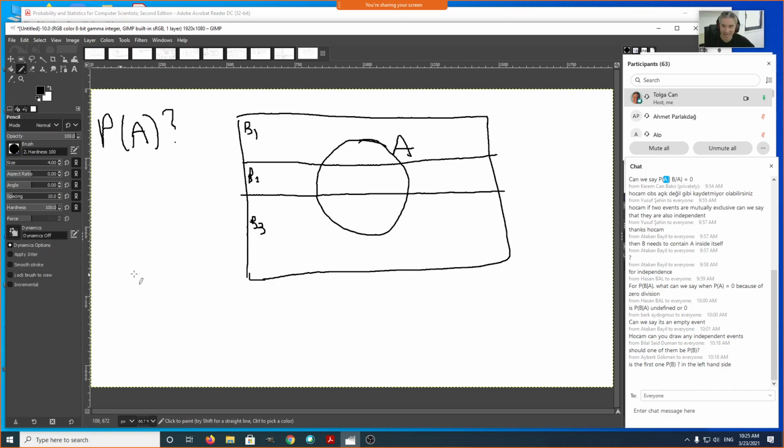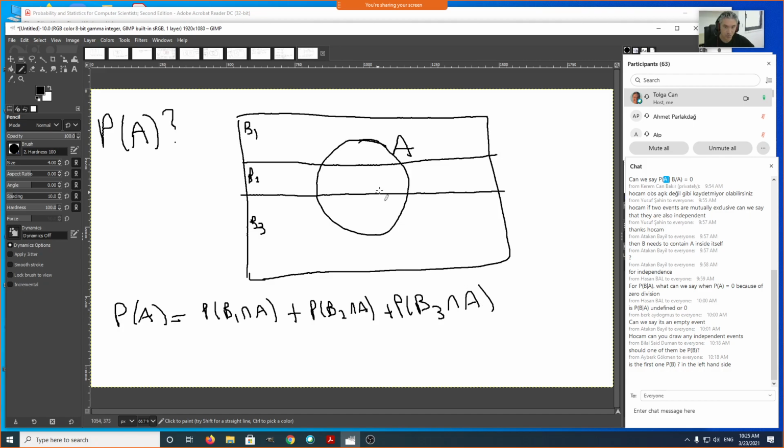Now, in order to find the probability of A, we can write it simply as the probability of B1 intersection A plus the probability of B2 intersection A plus the probability of B3 intersection A, right? This is true, right? Look at this part, and this part, and this part. These parts are mutually exclusive because B1, B2, B3 are mutually exclusive. So this implies that B1 intersection A will be mutually exclusive with B2 intersection A as well. And since B1, B2, B3 are all exhaustive events, they cover the entire sample space, the sum of these probabilities will cover the entire area of A.